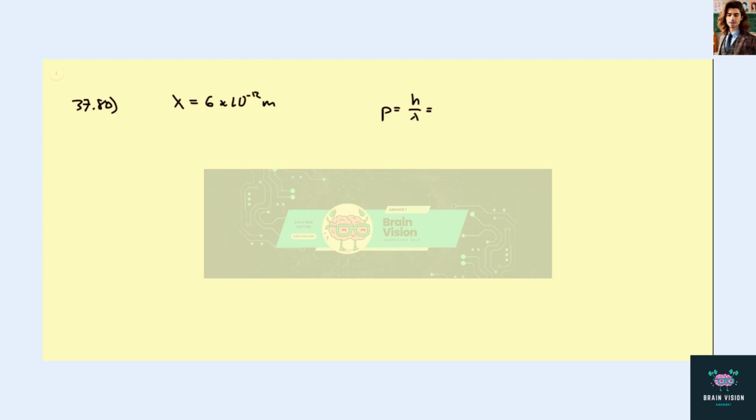So that means to get a lambda of 6 times 10 to the negative 12 meters, we can figure out what momentum we need. So this is 6.63 times 10 to the negative 34 joule seconds over 6 times 10 to the negative 12 meters. So this becomes a momentum of 1.11 times 10 to the negative 22 kilogram meters per second. So this is the momentum we need to accelerate our proton or electron to.